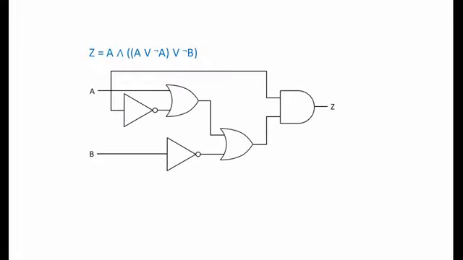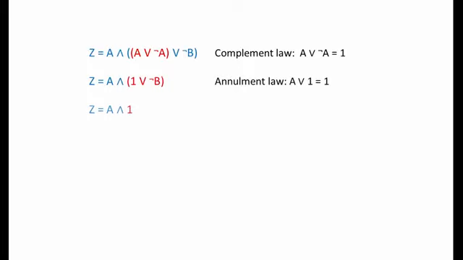Here's another example of an expression that we might be able to simplify. This is the circuit that matches the expression. The term A or not A jumps out at us. This can be reduced to 1 according to the complement law. Now we can see 1 or not B. The annulment law allows us to reduce this to 1 because anything ORed with a 1 is a 1. Finally, the identity law can be applied because anything ANDed with a 1 is itself.